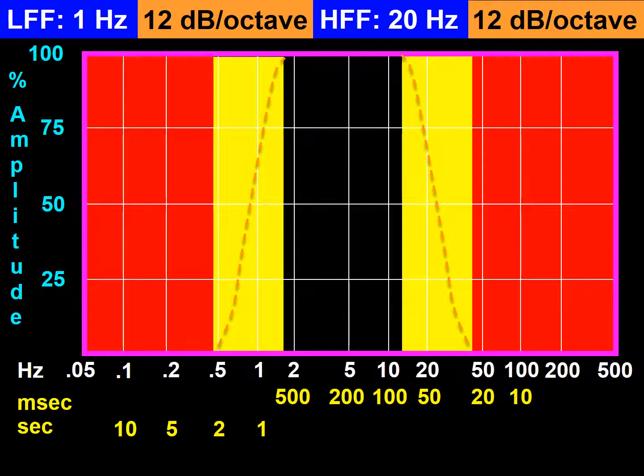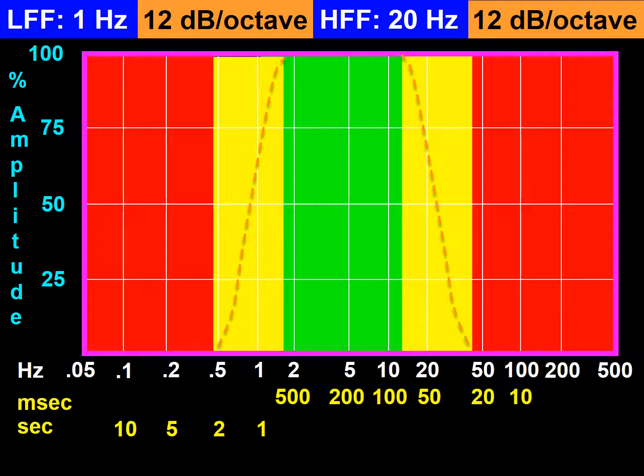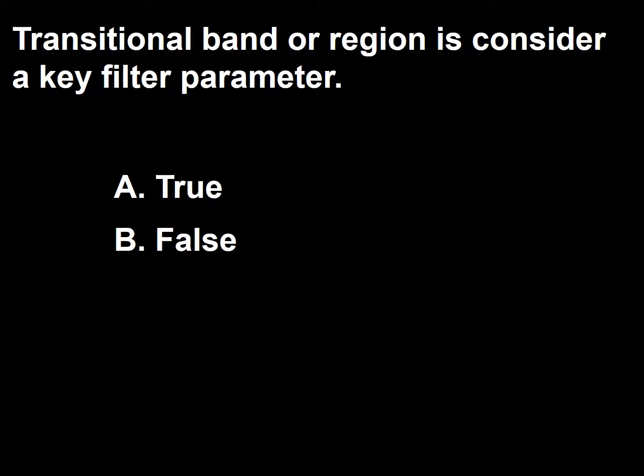The term stop bands refer to the frequencies that are totally obliterated by a filter. I have represented these bands in red. The term passband refers to the frequencies that are not attenuated at all by a filter. I have represented this band in green. So the answer to this question is A, true.